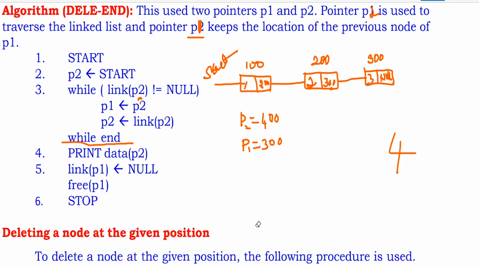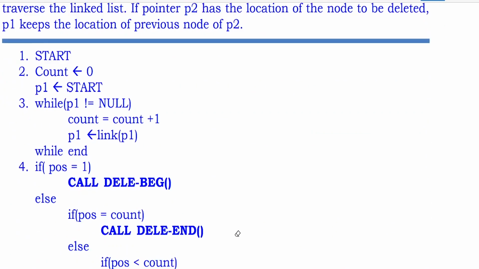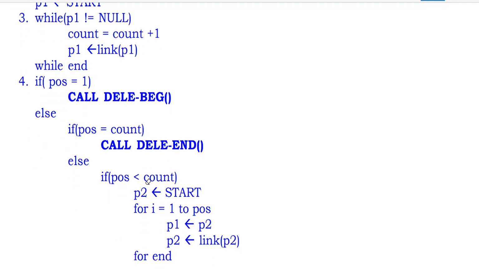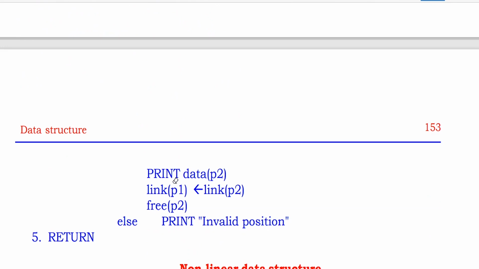Similarly, if you want to delete after the given position, we'll use exactly the same procedure as we did for insertion. If position is 1, the first node is to be deleted, call delete beginning. If the position is equal to count, the last node is to be deleted, call delete end, as we just discussed. Otherwise, if position is less than count, as usual, traverse through the linked list till that position, get the previous node and delete it. That's very simple. Delete, print data of P2, and link of P1 is equal to link of P2.